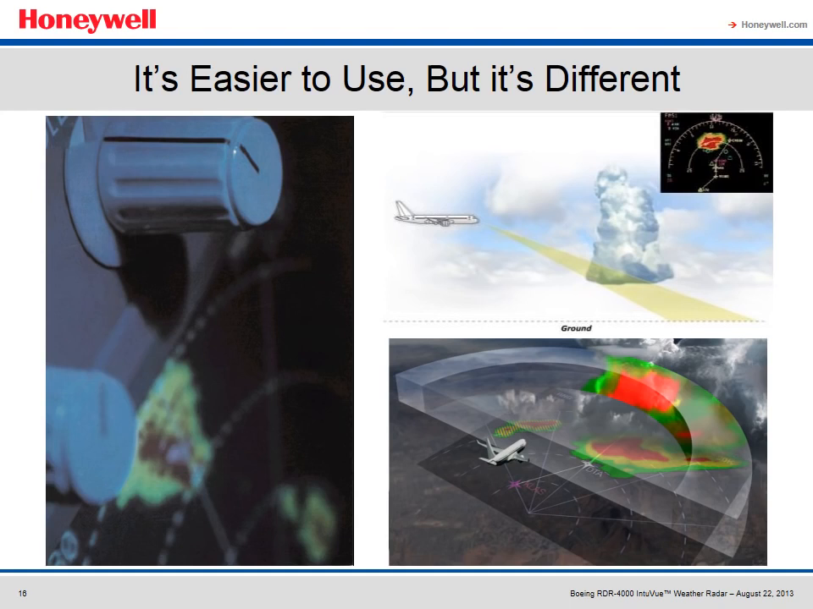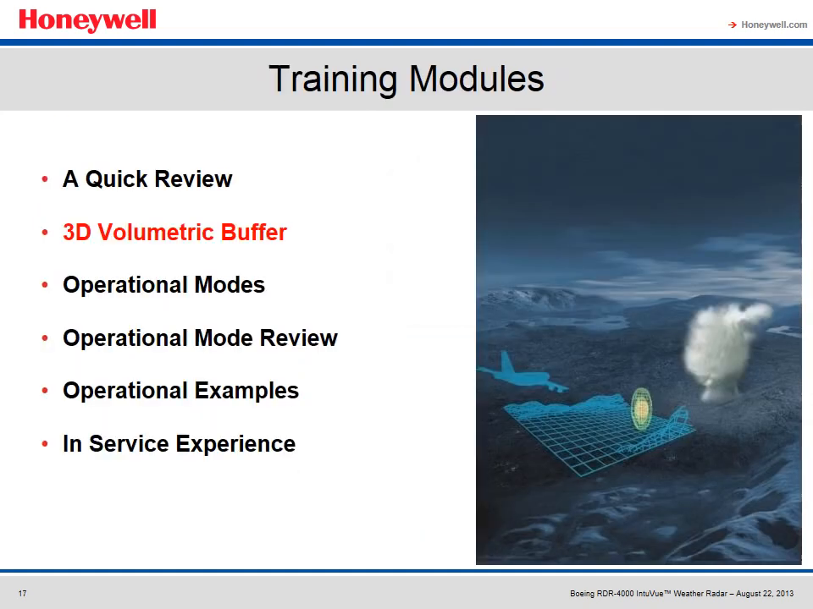Conventional radars only provide range and azimuth information. The RDR4000 captures altitude information and uses it in the automatic detection and manual analysis modes to provide additional information to assist in making deviation decisions. The RDR4000 is subject to the same physical limitations as a conventional radar, but it provides modes to help reduce workload. As the description of the RDR4000 progresses, note how altitude information is used to help the pilot make informed decisions. This module will examine the heart of the RDR4000 system, the 3D volumetric buffer.